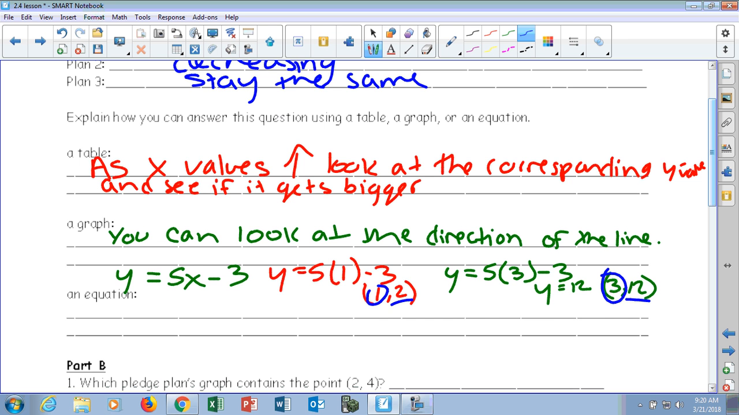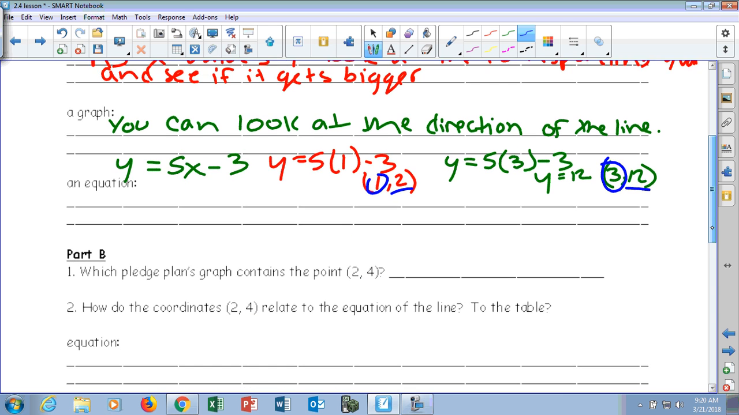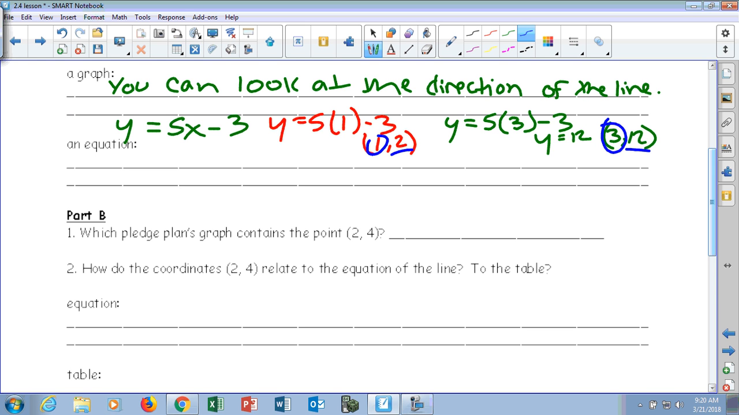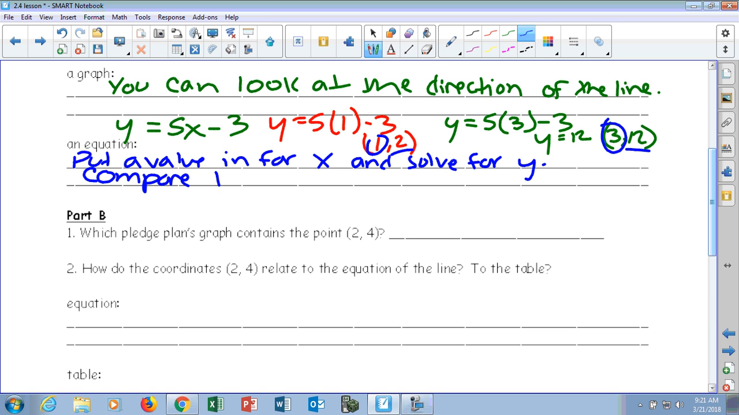That means just plotting some points in the equation. So yeah, you're basically plugging a number in for x and figuring out what your y is. You have to do it twice to be able to compare. So that's all you would do for the equation. Put a value in for x and solve for y. We can just say compare the two y values.